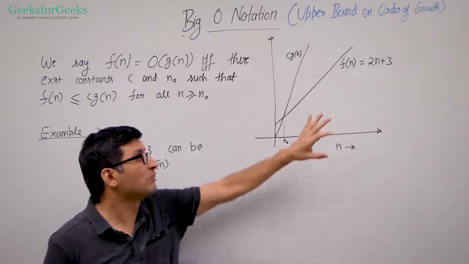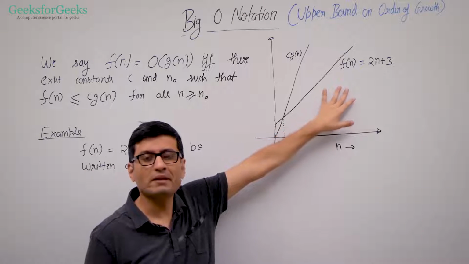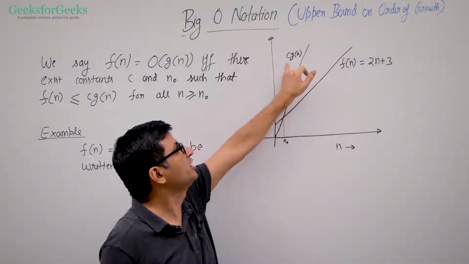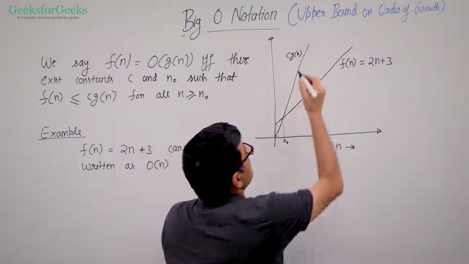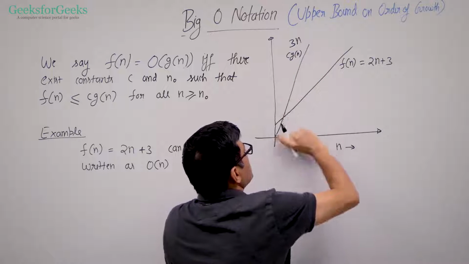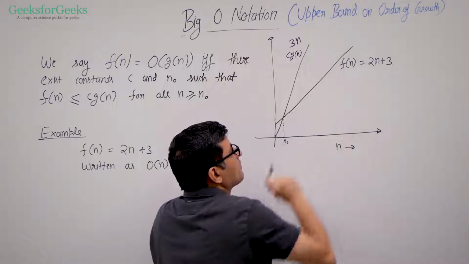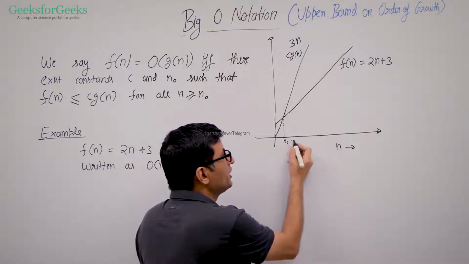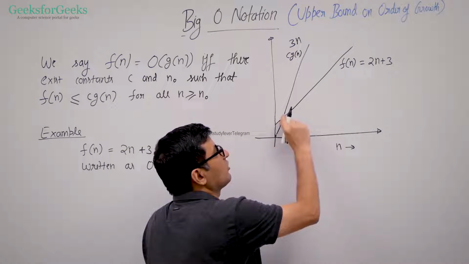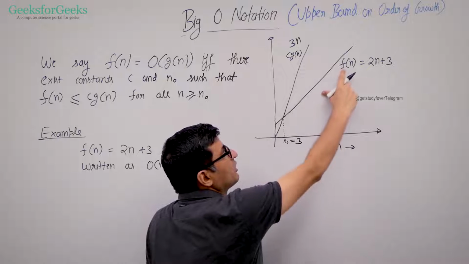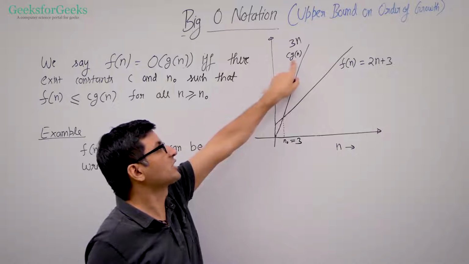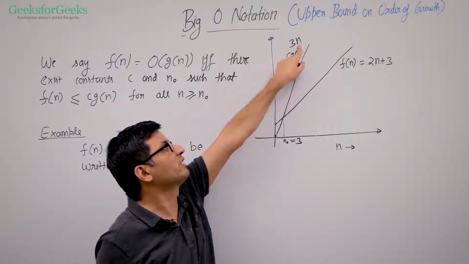Here is a pictorial representation of the same thing. We have our function as 2n plus 3. We found C of gn, which is 3n, and this is the line for 3n, this is the line for 2n plus 3. And you can notice that after n naught equal to 3, this value is always greater than or equal to fn. Right? So this is our big O notation. This gn is actually our big O, which is n.